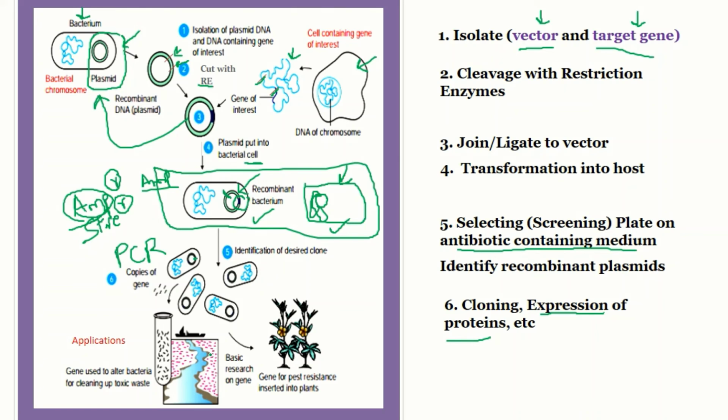Production of proteins in medicine. We have GMOs. You can make plants that are pest resistant. You can also use them in the environment where you select a gene so that you alter bacteria so that they're able to clean up toxic waste, and so many other applications. So those are the 6 steps of recombinant DNA technology.